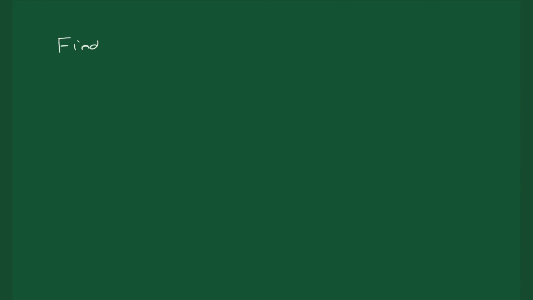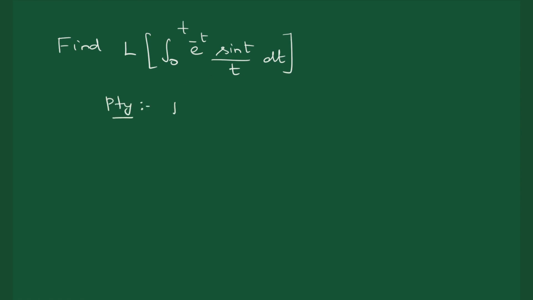Now let us find L of integral 0 to t e to the power minus t sin t by t dt. So this is the question here. Now the property is L of integral 0 to t f of t dt is equal to 1 by s into f of s. So this is a property here.